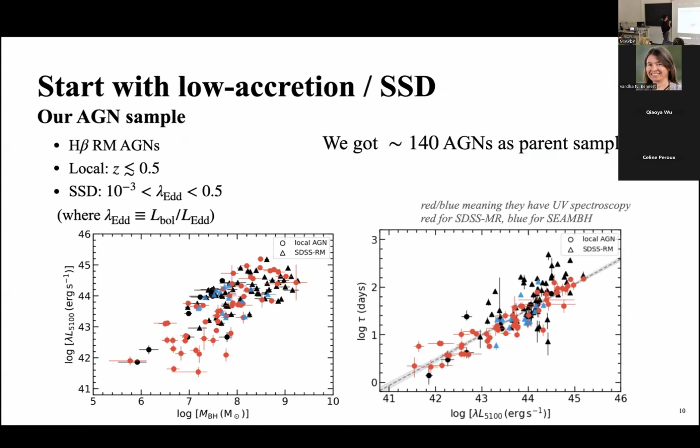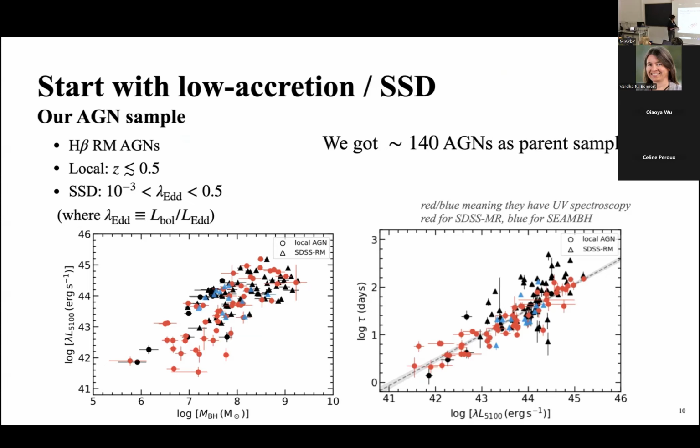We first select some AGNs with H beta reverberation mapping results. The redshift is relatively local, less than 0.5. We select their accretion rate between 10 to the -3 and 0.5, so it's not in the ADAF region, and the accretion is not that high, so the disk does not get puffed up.